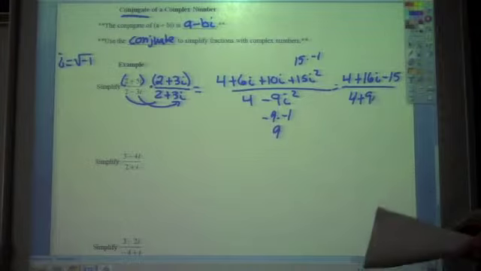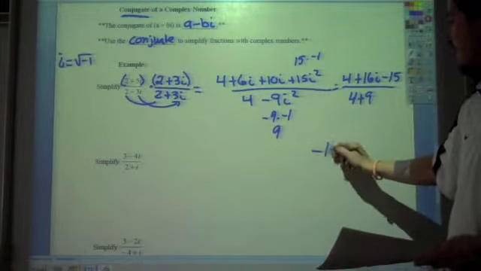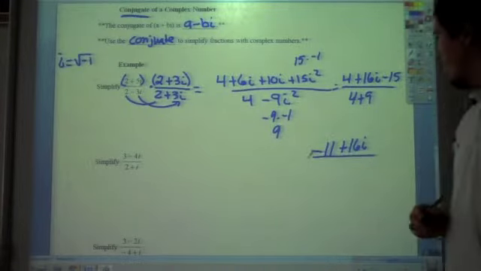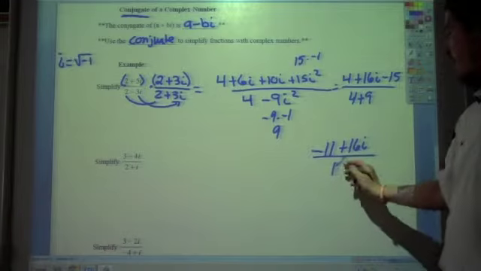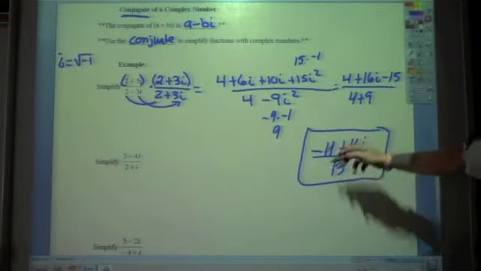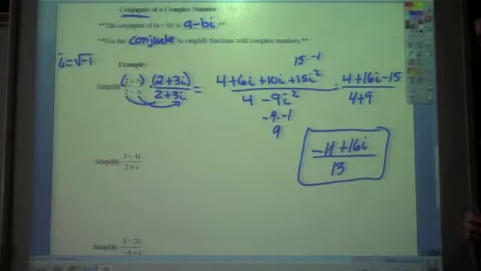Now I need to combine like terms again. 4 minus 15 right here is going to give me negative 11 plus 16i. And then on the denominator, I've got 4 plus 9, which is 13. Now, if you could reduce this fraction by all three numbers, then you would go ahead and do that. If not, that's going to be your final answer.